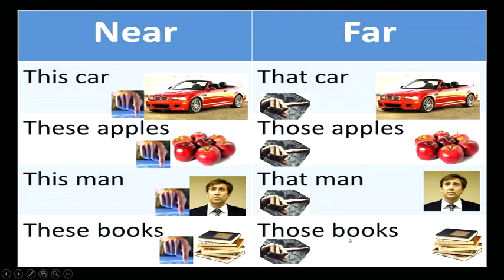So the word those is used as demonstrative adjectives. And the nouns are car, apples, man, books. These words are nouns used with our demonstrative adjectives.